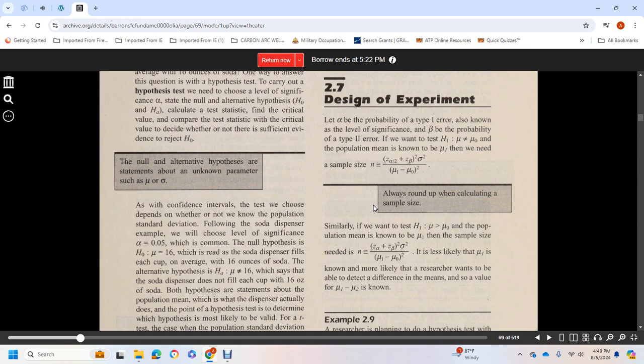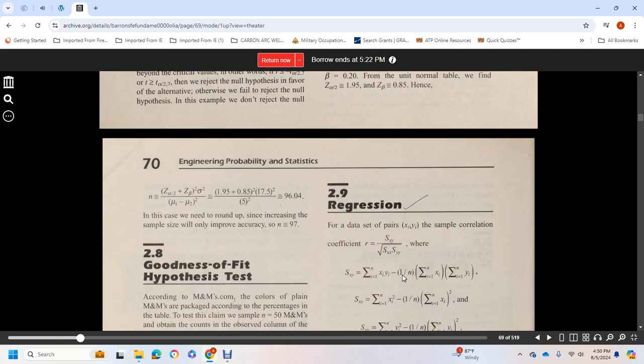Similarly, if you want the hypothesis test of mu greater than mu 0, then the sample size needs to be n approximately equal to z alpha plus z beta, squared, times sigma squared, over mu 1 minus mu 0, squared. More likely, the researchers want to be able to detect a difference in means, so the difference mu 1 minus mu 2 is known.